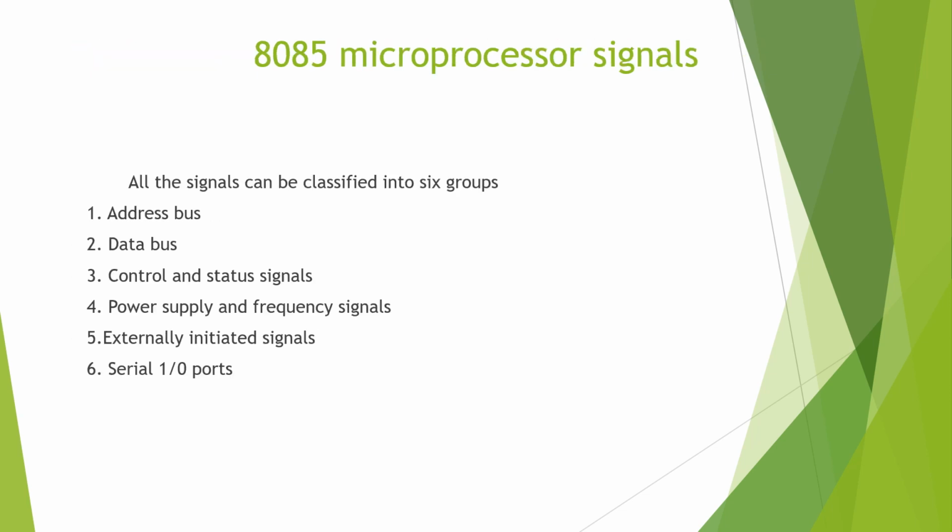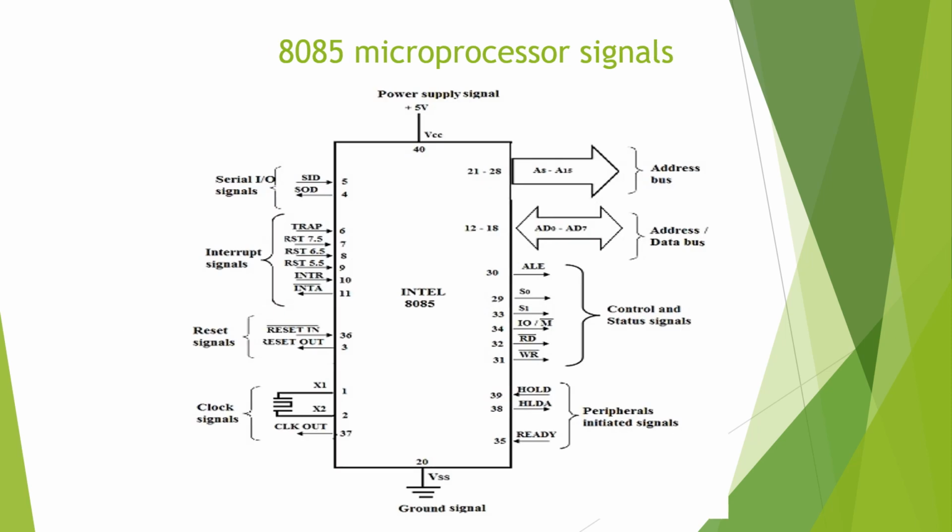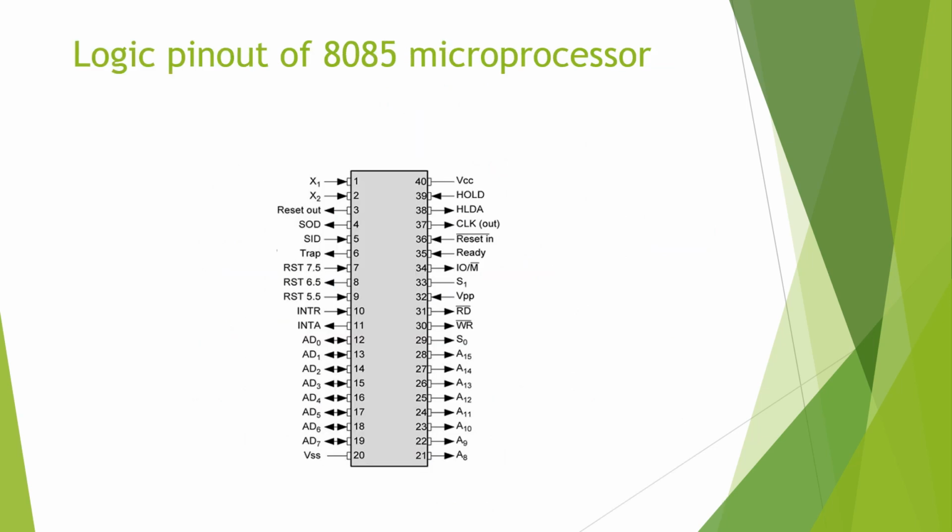There are 6 signals in the 8085 microprocessor. They are the address bus, data bus, control and status signals, power supply and frequency signals, externally initiated signals and serial I/O ports. This diagram displays all the different types of signals present in the 8085 microprocessor. The diagram represents the 8085 microprocessor with 40 pins.